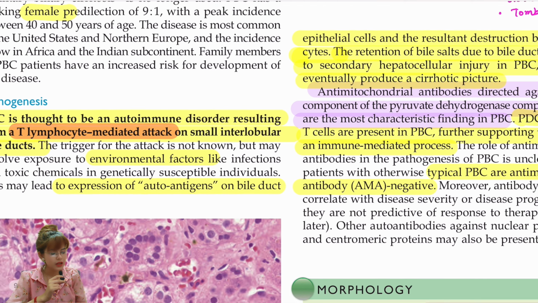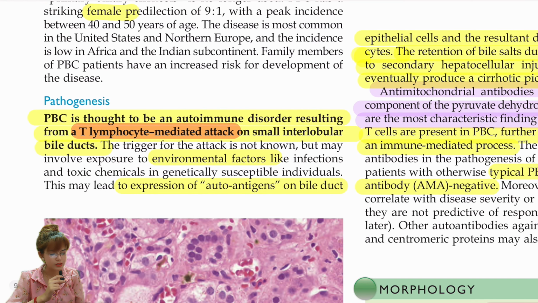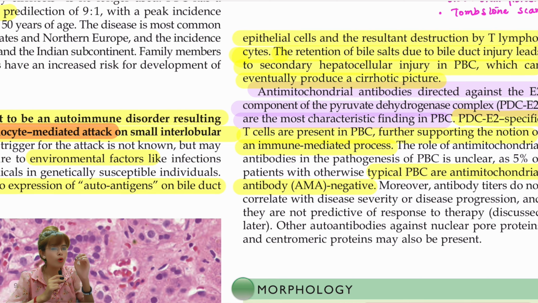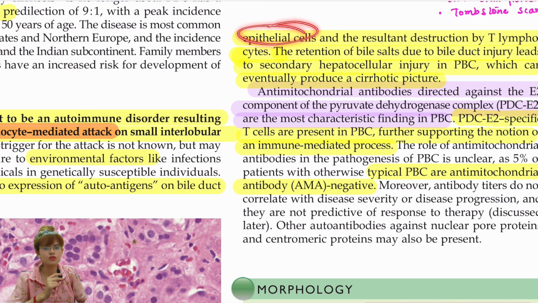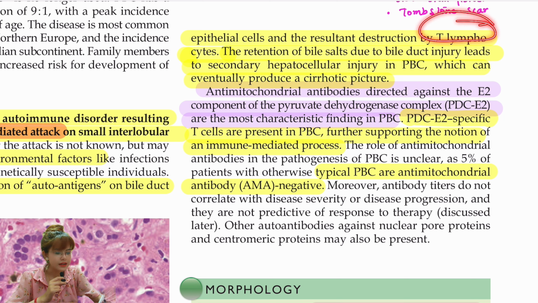Okay, now, environmental factors are the trigger which leads to expression of the autoantigens on the bile duct epithelial cells. So basically this is an autoimmune disorder, and therefore what is the autoantigen against which the body is reacting? It is the autoantigens present on the bile duct epithelial cells which become the antigen, and now the body is reacting against it, and that is why there is resultant destruction by the T lymphocytes.